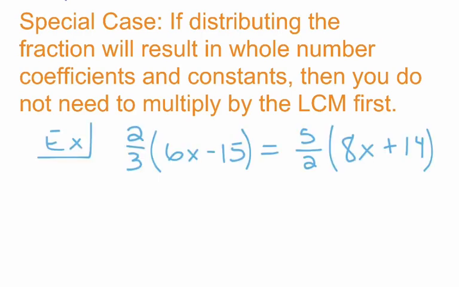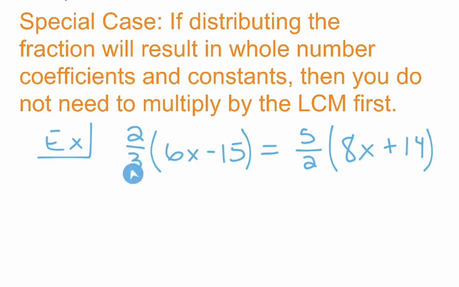Alright, so here's our example. We have the equation 2/3 times the quantity x minus 15 is equal to 5/2 times the quantity 8x plus 14. Here is how you can know if you're dealing with a special case. We want to again focus on the denominators. So we have a 3 here on the left and a 2 here on the right for our denominators.